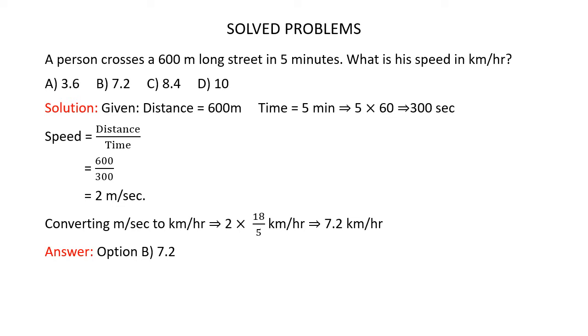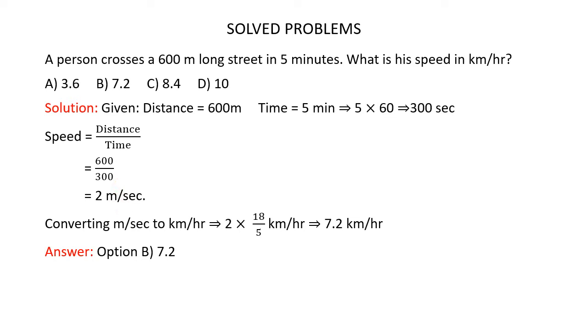Now time is given in minutes. We know that 1 minute is 60 seconds. So 5 minutes is 5 multiplied by 60, which is 300 seconds. So distance is 600 meters and time is 300 seconds. Now we know the formula for speed. Speed is equal to distance divided by time. Now substituting the value of distance and time in this formula, we have speed is equal to 600 divided by 300, which is nothing but 2 meters per second.